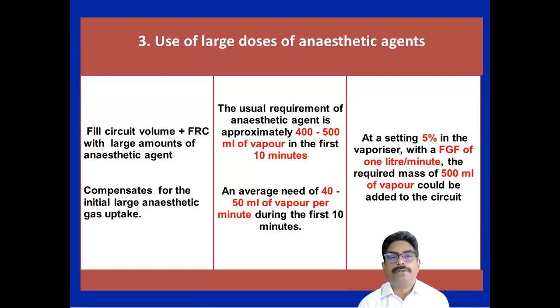So the third method is to use large doses of anesthetic agent. The first we have seen, high flow and low vaporizer concentration. Here we are going to give a high vapor concentration and low flow. The usual requirement of the first 10 to 15 minutes is 400 to 500 ml of vapor. So the average need is 40 to 50 ml of vapor per minute in the first 10 minutes. So you have to set a vaporizer setting of 5% for a fresh gas flow of 1 liter. You will get 500 ml of vapor.